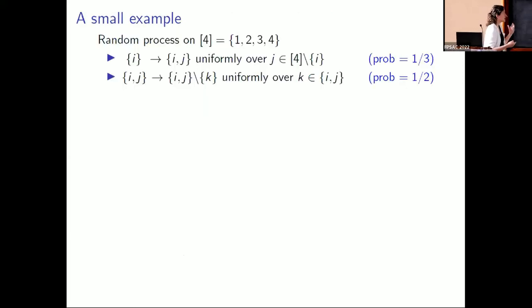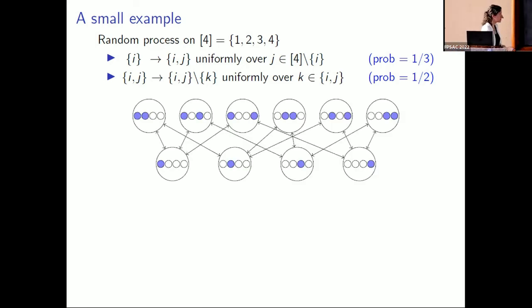Okay, so just for a very small example, we could define the following random process on subsets of 1 through 4, between subsets of size 1 and subsets of size 2. If you hand me a subset of size 1, I'm going to add an element uniformly at random of the ones that are missing. So I'm going to add any given element with probability 1/3. And if you hand me a subset of size 2, I'm going to remove one of its elements uniformly at random. So there are 2 elements, so I'll remove each of them with probability 1/2. Okay. So this gives a random walk on this graph.